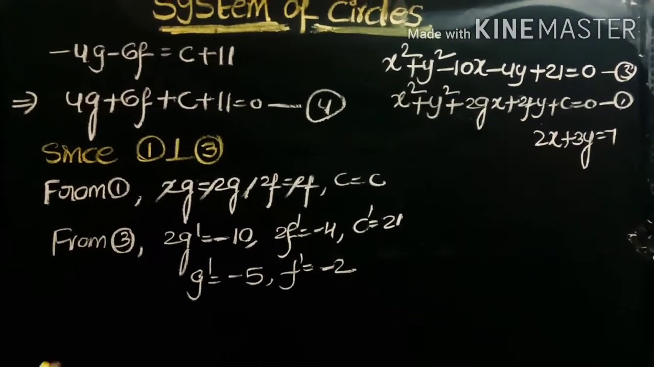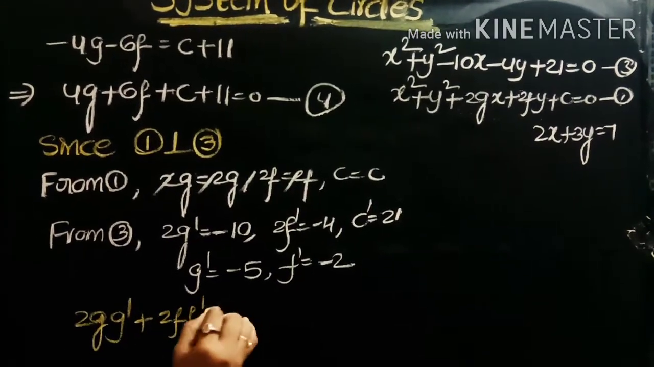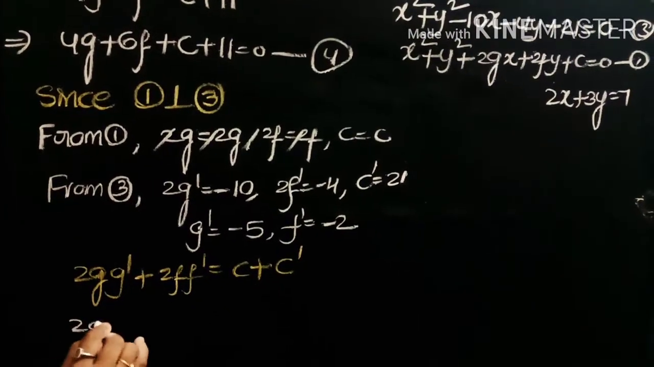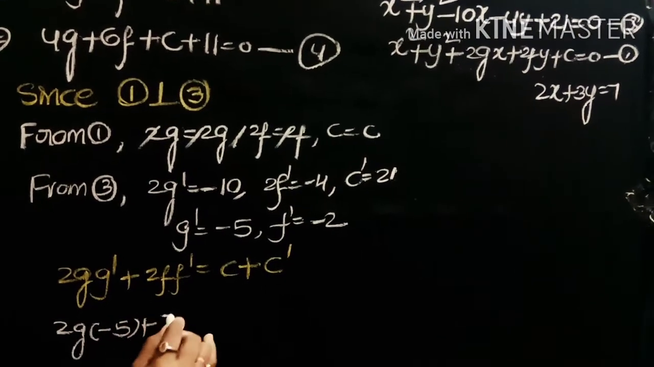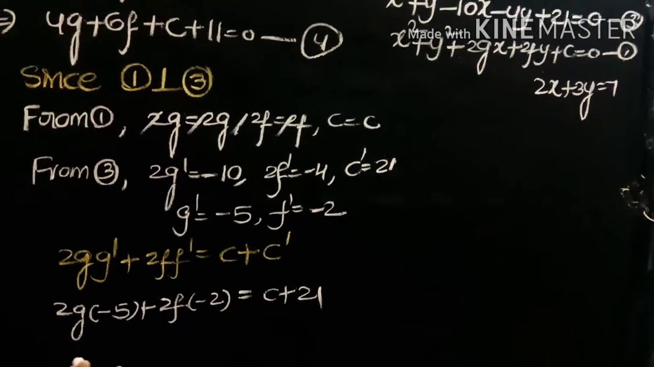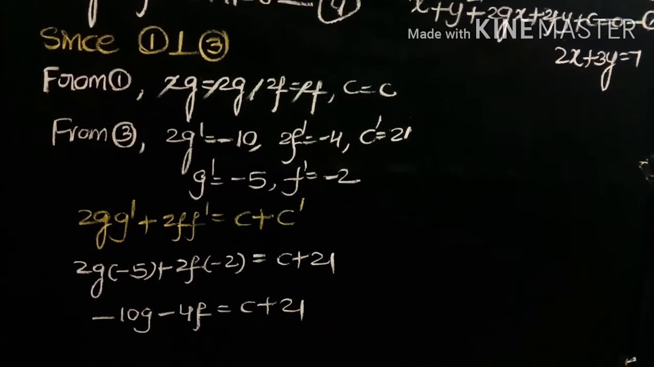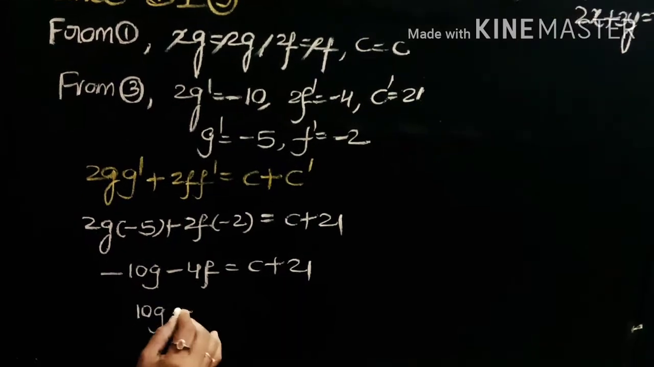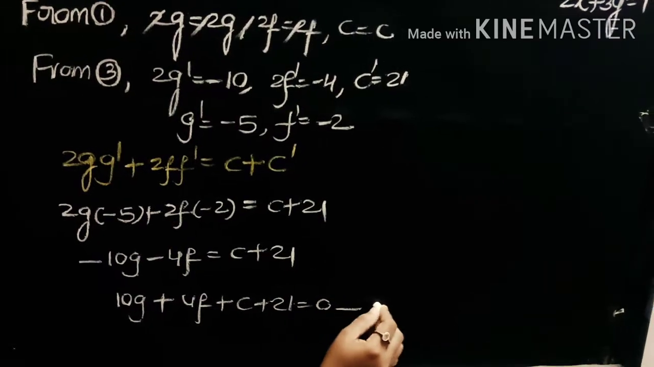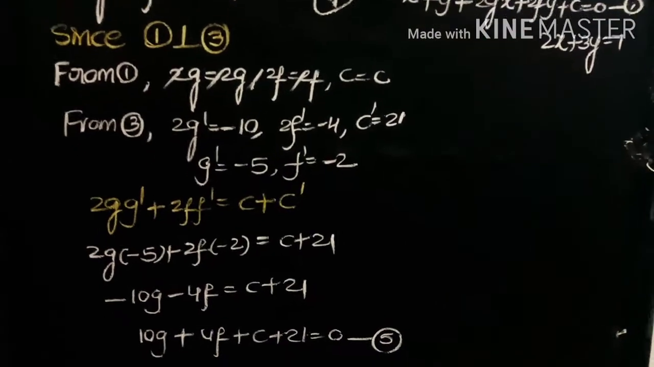Now applying the orthogonal condition, 2g g dash plus 2f f dash is equal to c plus c dash. That is, 2g into minus 5 plus 2f into minus 2 is equal to c plus 21. That is, minus 10g minus 4f is equal to c plus 21. Now taking the negative terms to that side becomes 10g plus 4f plus c plus 21 equals to 0. So equation 5. Now from 4 and 5 we are solving the equations 4 and 5.